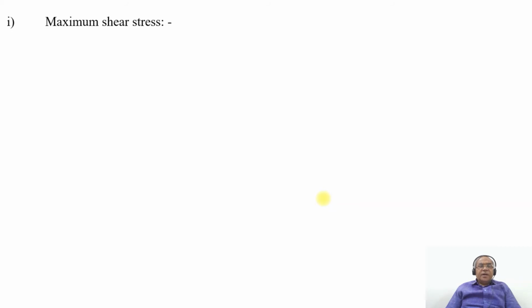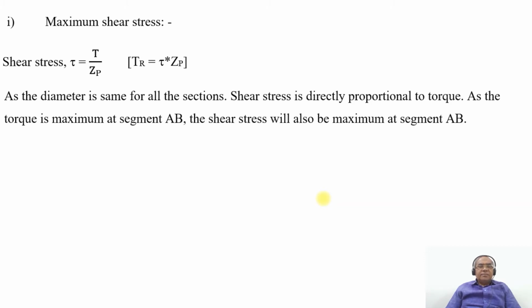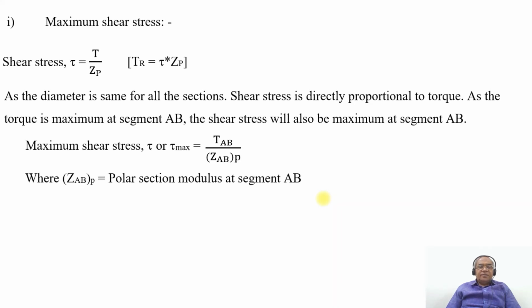Now we are going to find out the maximum shear stress. So shear stress tau will be equal to T by Zp, where T by R will be equal to tau into Zp. As the diameter is same for all the sections, shear stress is directly proportional to the torque. As the torque is maximum at the segment AB, the shear stress will also be maximum at segment AB. So maximum shear stress tau max will be equal to TAB by ZpAB, where ZpAB is the polar section modulus at segment AB.